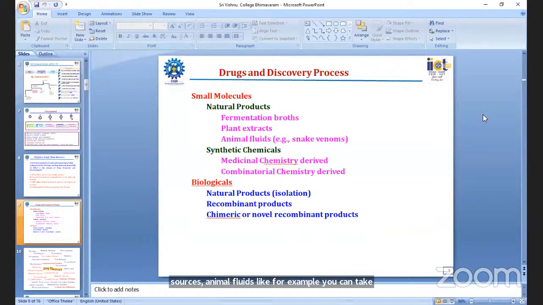Coming to synthetic chemicals, for example, if you want to synthesize a small molecule or a natural product extract, you can synthesize it in the laboratory for medicinal chemistry purposes. You can derivatize, you can synthesize, or you can use combinatorial chemistry to make the molecule. Coming to biology, if some broths are there, you can isolate the natural product from them also. You can use the recombinant process. Recombinant means a product made in the laboratory using a technology. That way you can make the compounds for drug discovery. Next slide, sir.